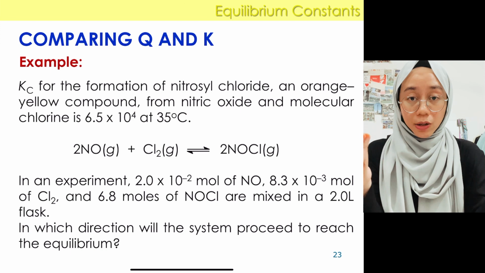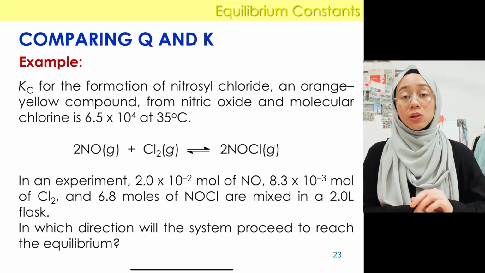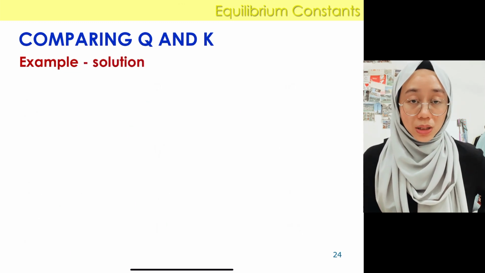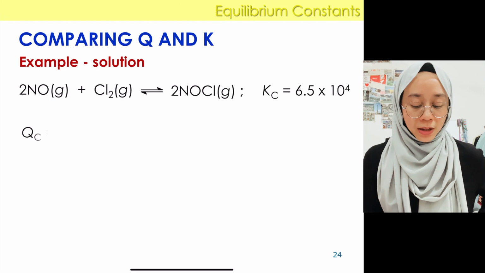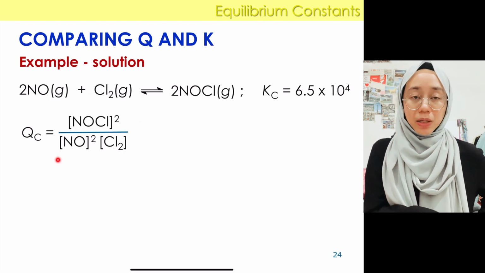Tapi before kita nak cari QC, sebab QC kita nak guna concentration kan, tapi given to you info adalah dalam bentuk mole sahaja. Therefore you have to look for the mole dahulu untuk setiap satu spesies yang ada tu. Okay, so QC kita tahu nak kena guna yang ni lah, expression dia sama je macam KC.